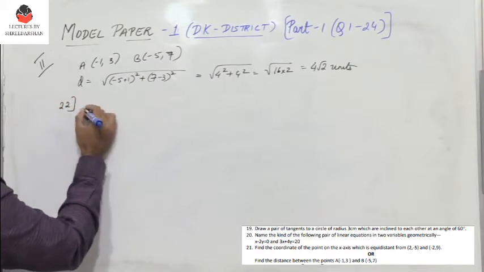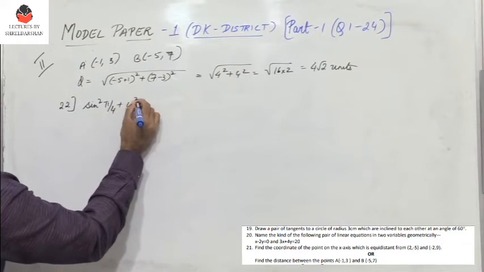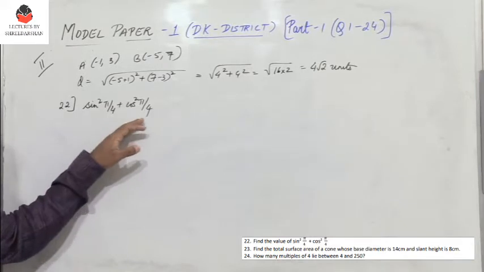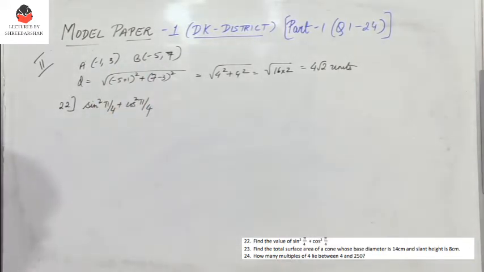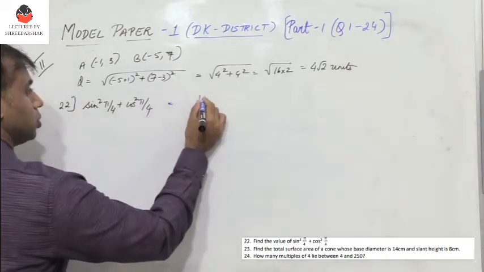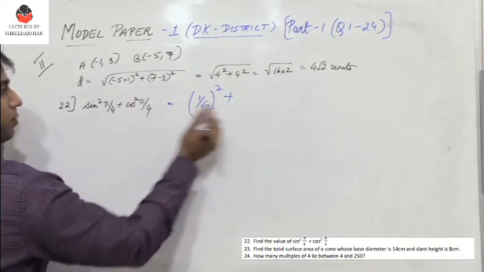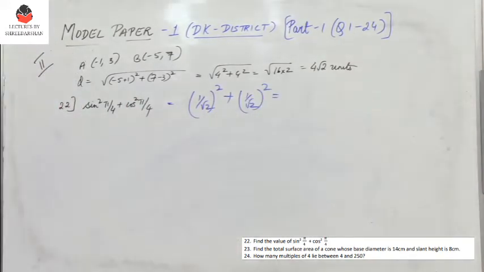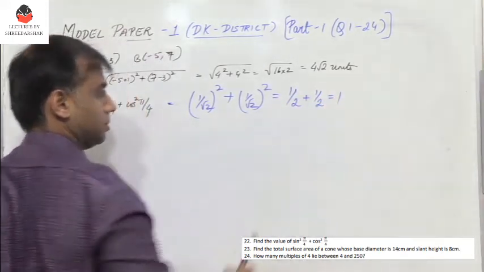Problem 22. Find sine square pi by 4 plus cos square pi by 4. You don't have to calculate, because we know that sine square theta plus cos square theta equals 1. Instead of theta, I have pi by 4. But in any case, let us solve this. What is sine pi by 4? Sine pi by 4 is 1 by root 2. But I have square, so I'll take square. What is cos pi by 4? It is also 1 by root 2, but I have square. Let me take the square. So I get 1 by 2 plus 1 by 2, which is equal to 1.